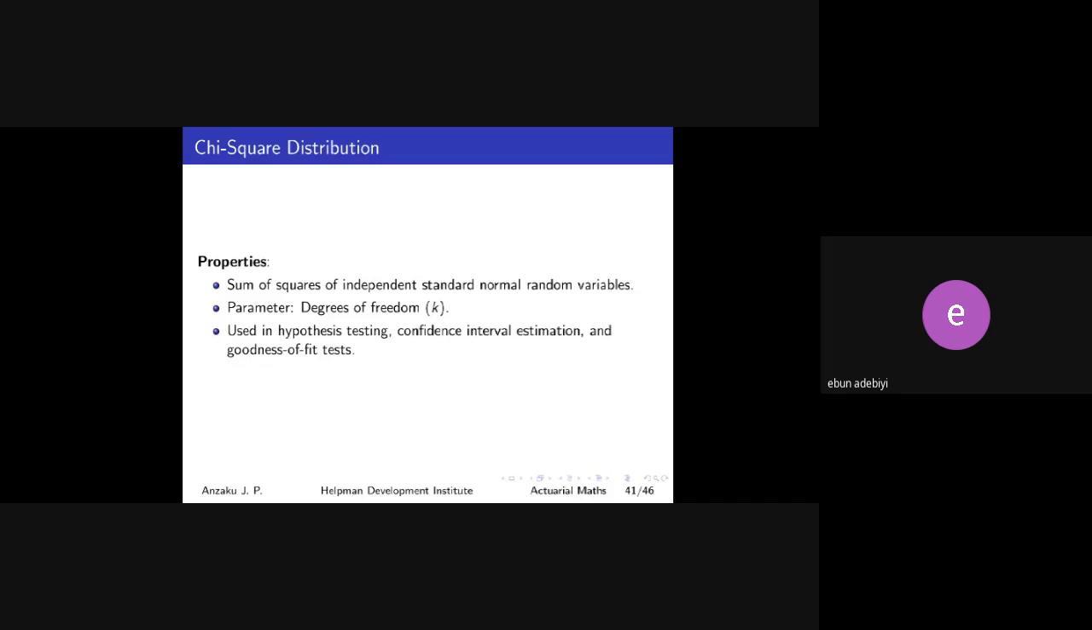It is used in hypothesis testing, confidence interval estimation, and goodness of fit tests. We see the student t distribution is similar to the standard normal distribution, but it has heavier tails. It has k degrees of freedom. It is widely used in hypothesis testing and confidence interval estimation, especially with small sample sizes.